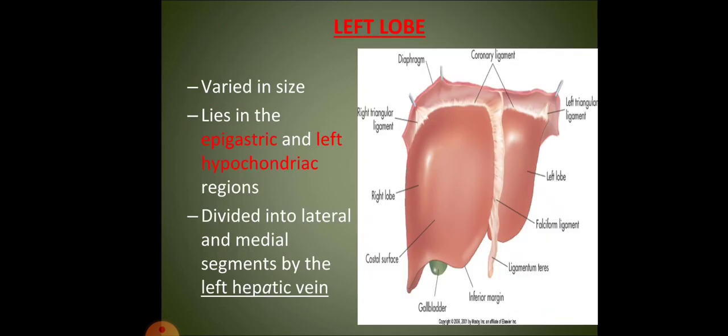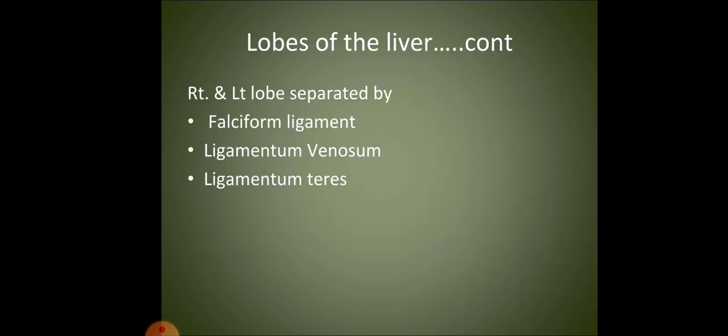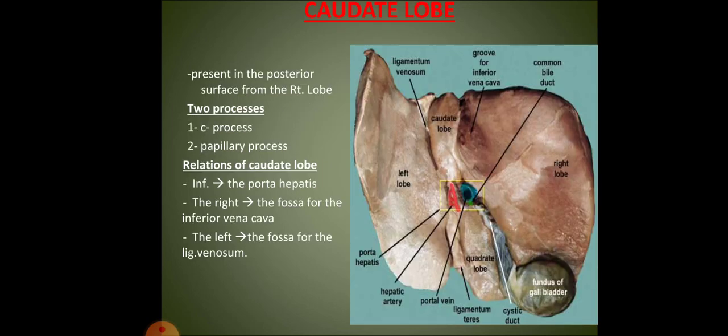Then the left lobe, it is varying in size. It lies in the epigastric and left hypochondriac regions, divided into lateral and medial segments by the left hepatic vein. Then the right and left lobes are separated on the anterior side as well as on the posterior side by the falciform ligament, ligamentum venosum and ligamentum teres.